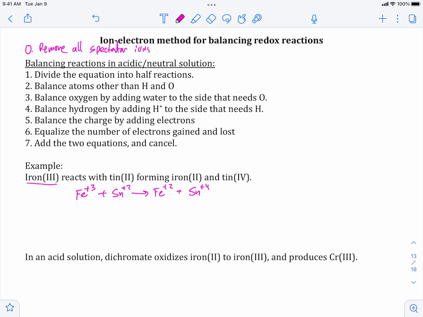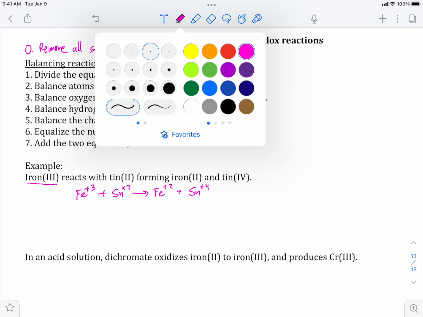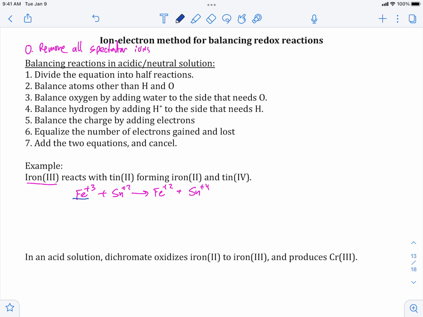Step 1 is to divide the equation into half reactions. When we say half reactions, what we're doing is combining the things that are alike. So iron forming iron, that would be one half reaction. It would look like this: Fe plus 3 forms Fe plus 2. That would be one half reaction. And the second one, of course, would be Sn plus 2 forming Sn plus 4. So that's step 1.